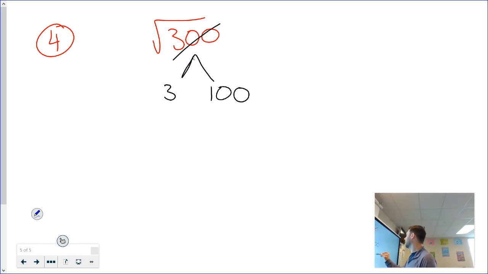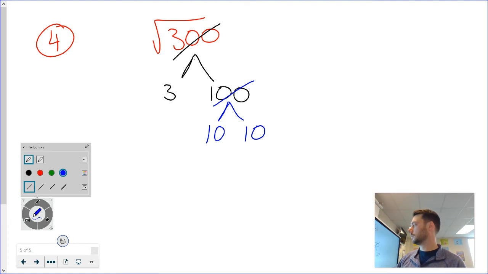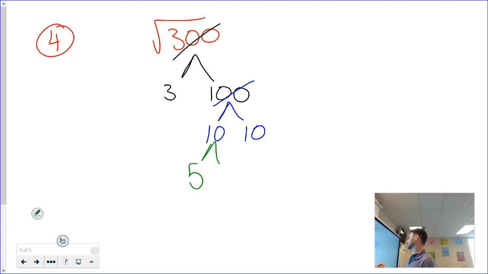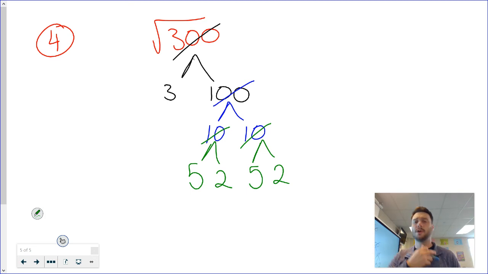Just be careful. Okay, 100 breaks down into, I don't know, let's do 10 and 10, why not? Okay, cool. Oh, that 3 can't break down, right? 3 is done for. But 10 can keep going, 10 is 5 and 2. Okay. Oh, and this 10 is 5 and 2 as well. Okay. So now I have a 3, a 5, a 2, a 5, and a 2. All of these values are prime. We did it. We're done.